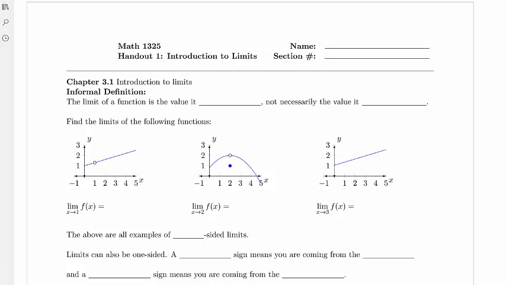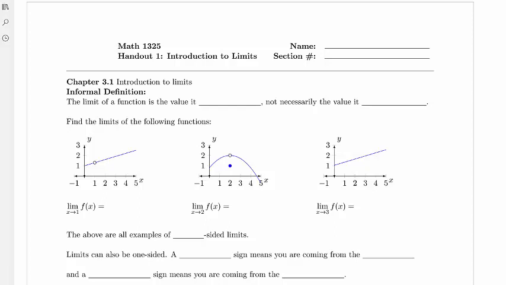And also, of course, do not forget to do the homework on WebAssign. That will be very, very critical for your success. And of course, if you have questions, feel free to email me. And we will try and get our correspondence done that way.